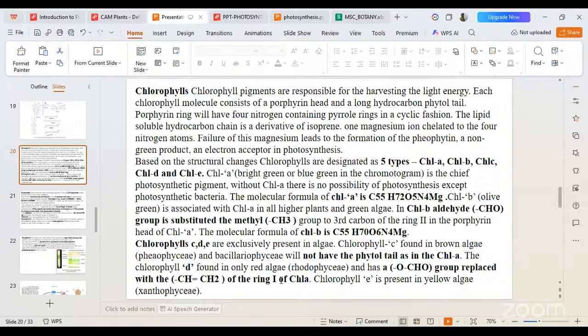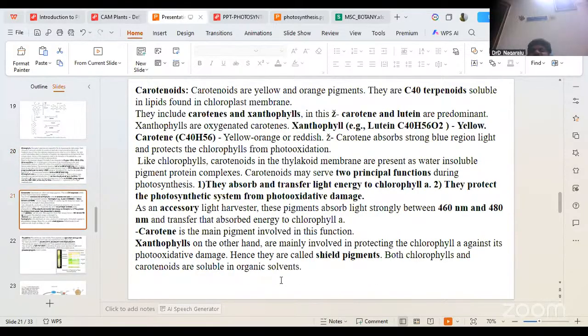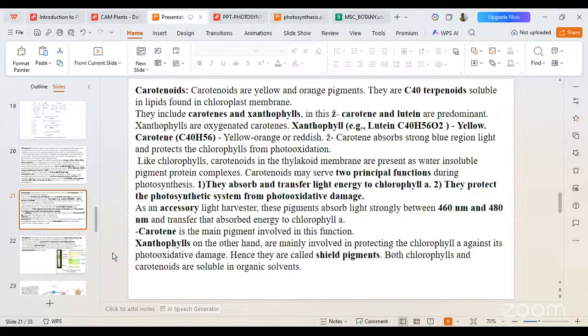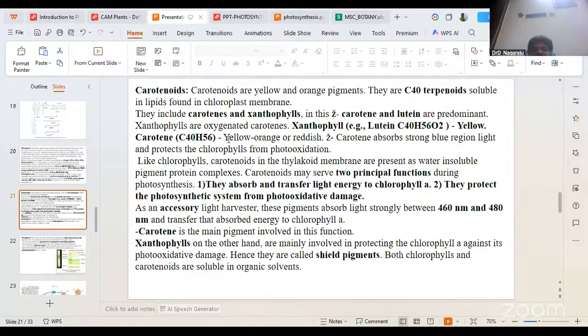And then the carotenoids. Carotenoids are divided into 2. What are those? Carotene and xanthophylls, orange color and yellow color. You see, carotene doesn't have oxygen. It is an unoxygenated hydrocarbon. But xanthophyll has oxygen.